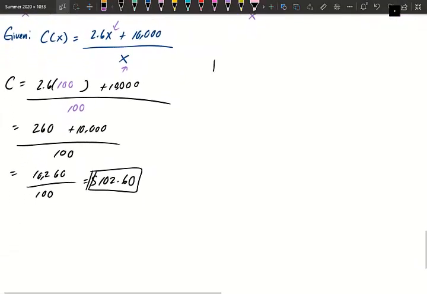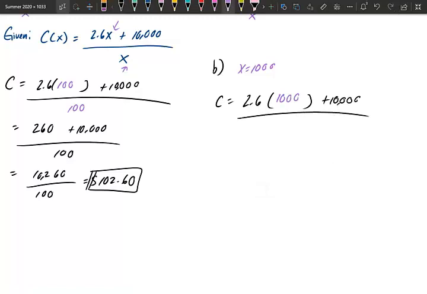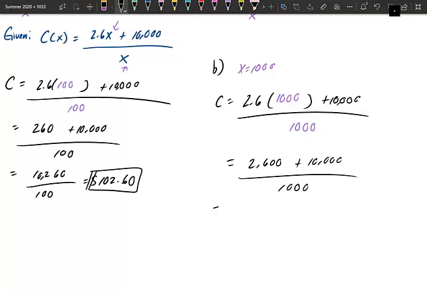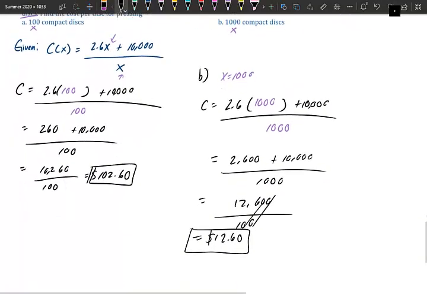Now let's figure out how much it costs to do 1,000 compact discs. So we have cost equals 2.6 times 1,000 plus 10,000 over x, which is 1,000. So 2.6 times 1,000 is 2,600 plus 10,000 over 1,000. Combine like terms on top, so 12,600 over 1,000, and we get 12.6.